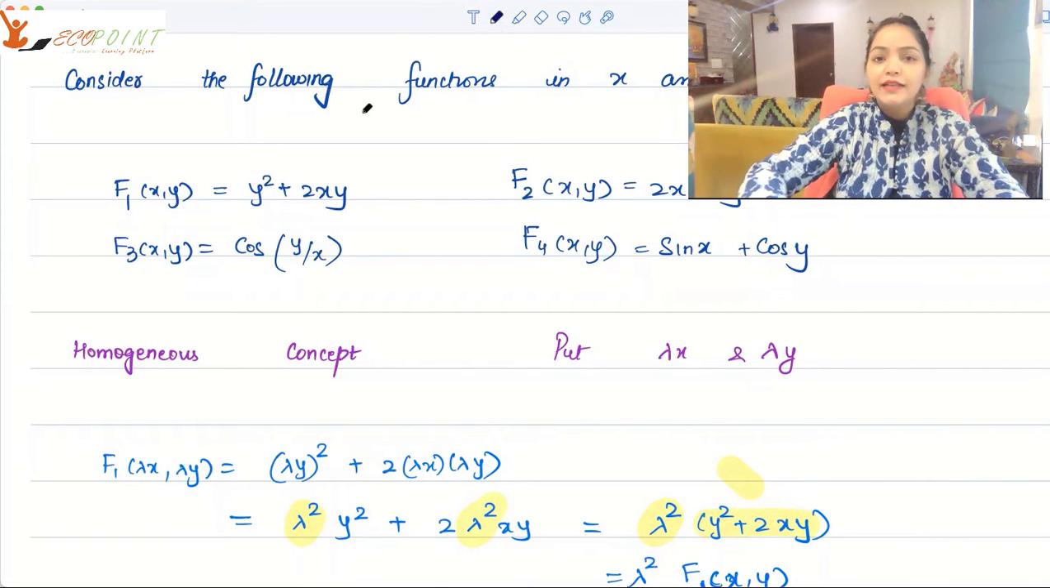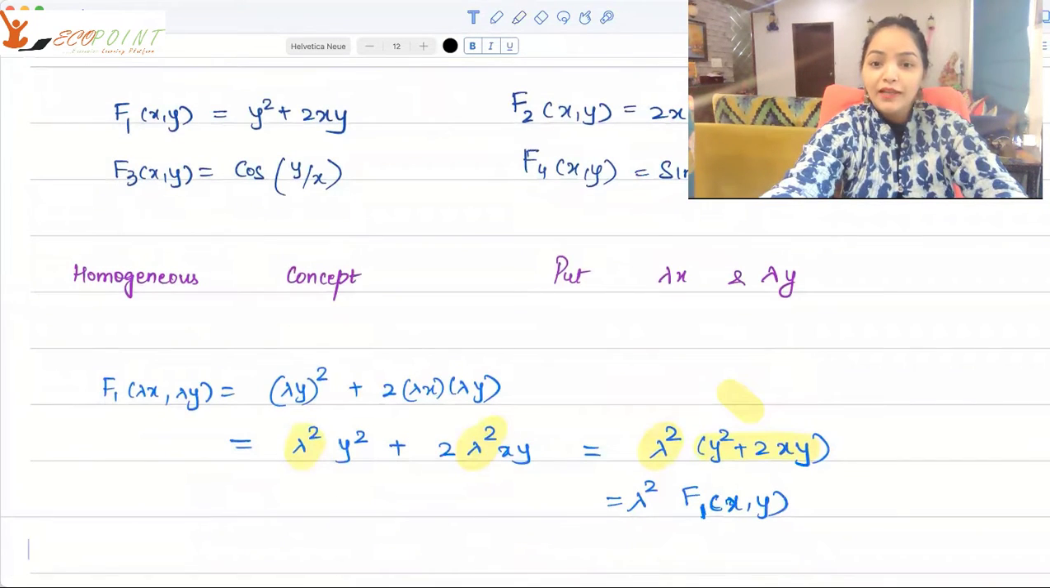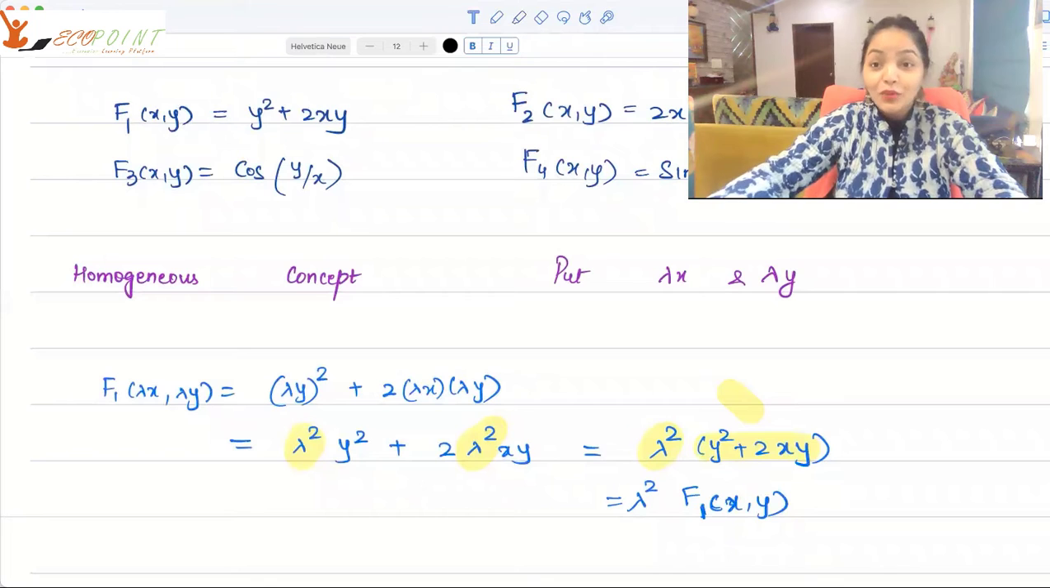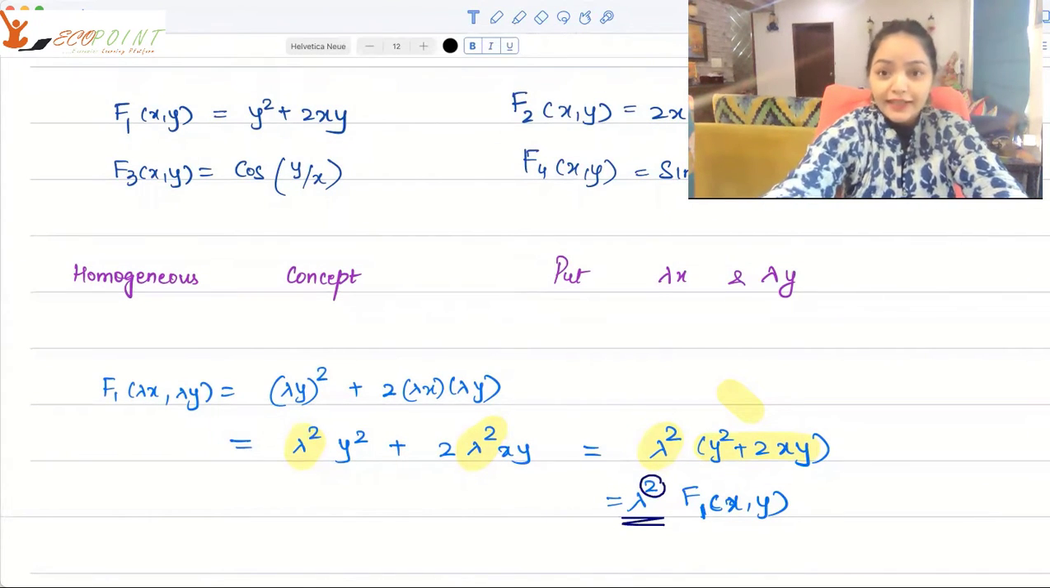So the moment you put in the input as lambda x and lambda y, what comes out is lambda squared times your original function f1 of x, y, which means we will say that this function is homogeneous, and there's a degree of homogeneity, and the degree of homogeneity is 2 here because lambda to the power 2 has come out. That's what a homogeneous function is. I'll make you write that down as well, but let's first check on the other examples that I had given.